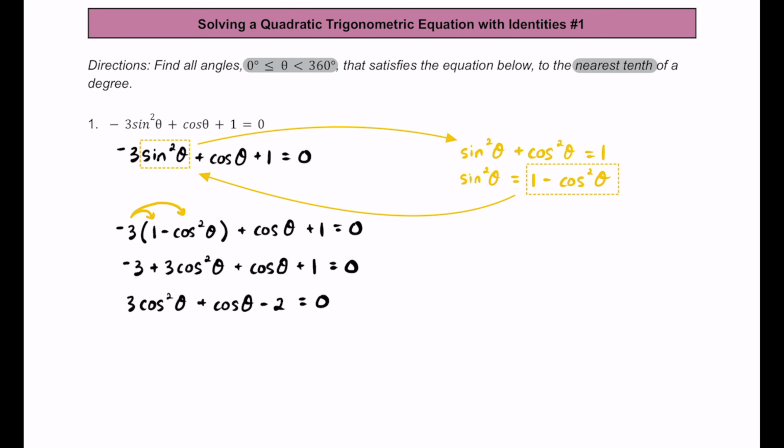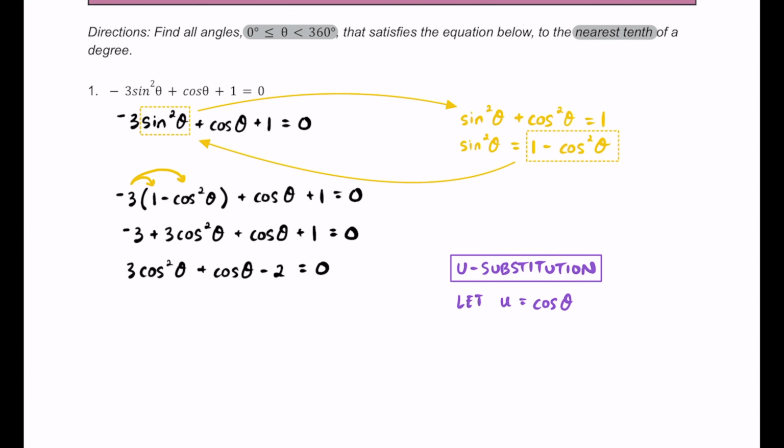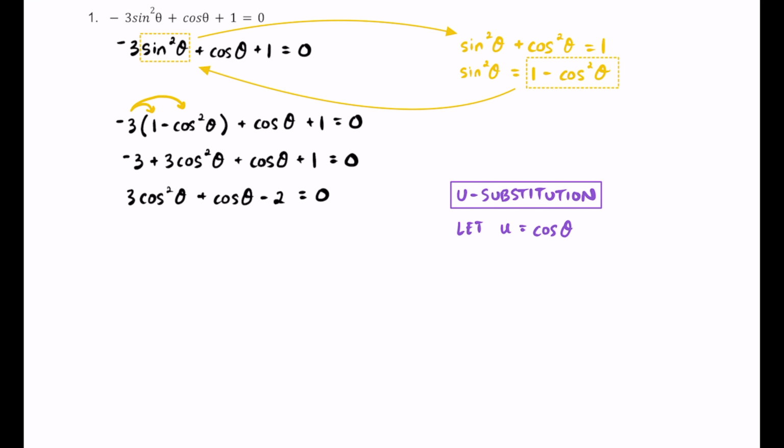Now that we just have one trig function, cosine and cosine, let's use some u-substitution to solve this like a quadratic equation. Let u represent cosine of theta for the time being. Making some substitutions, we have 3 multiplied by u squared, that's cosine of theta times cosine of theta, plus 1u, then -2, and that's set equal to 0.